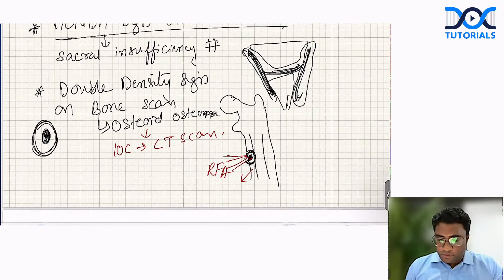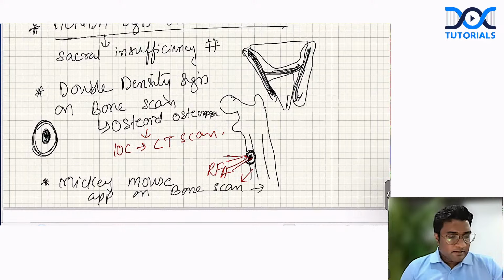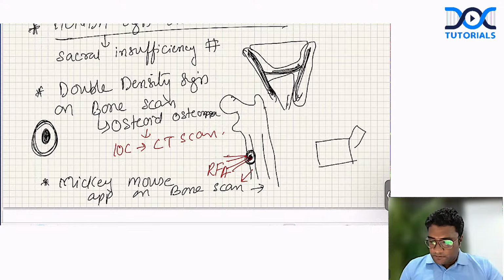One more thing that we have on the bone scan is the Mickey Mouse appearance. This time they asked Honda sign, but in case they ask Mickey Mouse appearance on bone scan, where do you see it, guys? Imagine this is the vertebral body. These are the posterior elements, the transverse process and all. You're not seeing sclerosis of just the vertebral body; you're also seeing sclerosis of the posterior elements, that is the transverse process also.